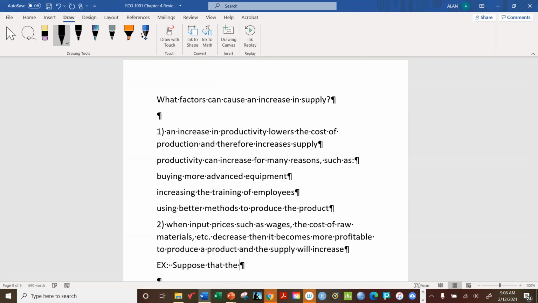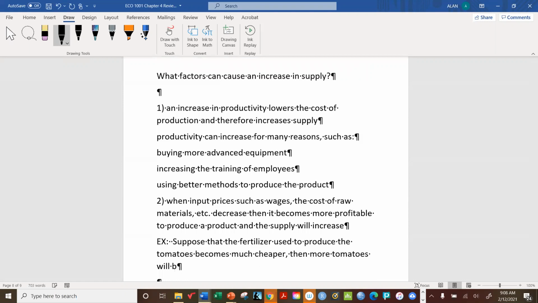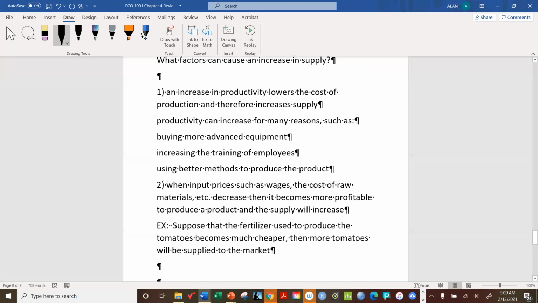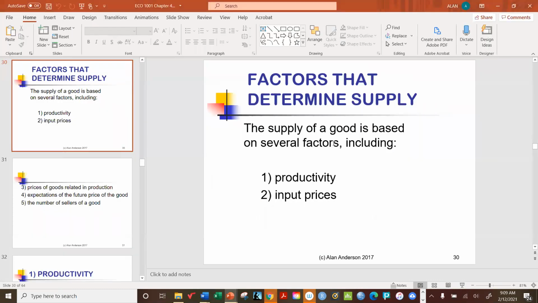suppose that the fertilizer used to produce the tomatoes, and yes, they have to have fertilizer, otherwise they won't grow, becomes much cheaper, then more tomatoes will be supplied to the market. Just because it's more profitable. One of my biggest costs has gone down. And so therefore I can afford to produce more tomatoes, and therefore I will. Remember, the goal here is to make money.